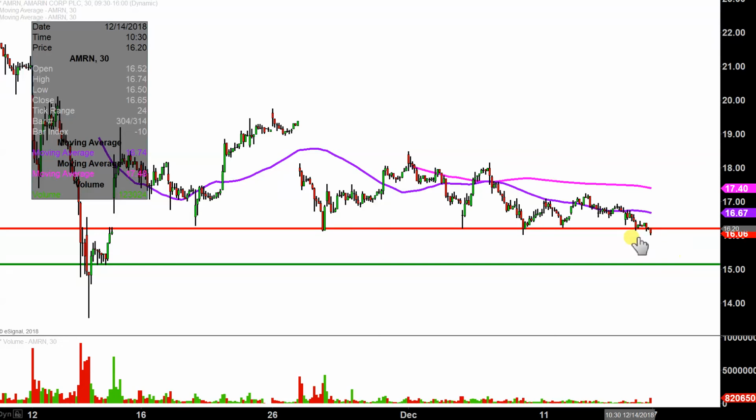So at this point, the price is kind of in a precarious spot here on the chart. So we'll see if the bulls can kind of right the ship or not.